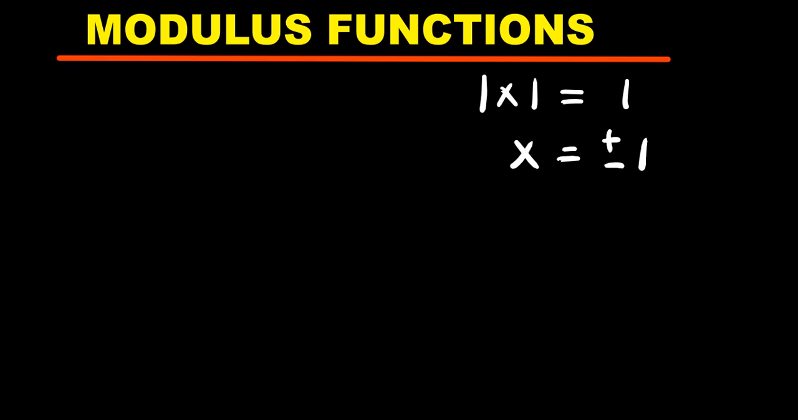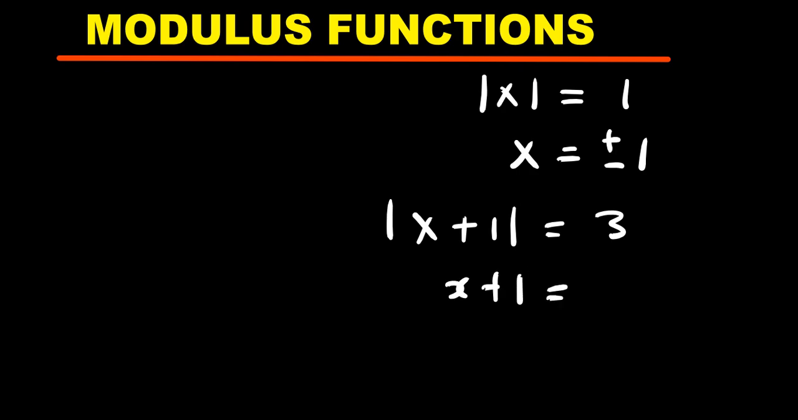So if I say again, if they give you, let me say the modulus of x plus 1 is equal to, let me say 3. So what are you going to do? Remove the modulus. So the first answer you're going to have is x plus 1 is equal to 3. Then the other one will be x plus 1 is equal to negative 3. Then solve the two equations.